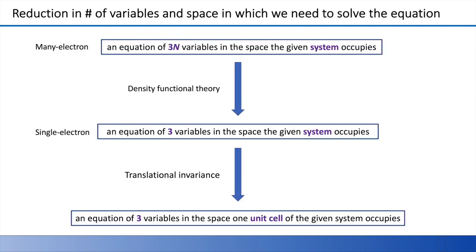So basically, there are two steps we used to simplify our problem. First, density functional theory allowed us to use a single particle scheme to study the original many electron system, but we still need to solve the Kohn-Sham equation for wave functions in the whole space. Second, the translational invariance in a crystal structure leads to the Bloch theorem that allowed us to solve the Kohn-Sham equation in a unit cell.